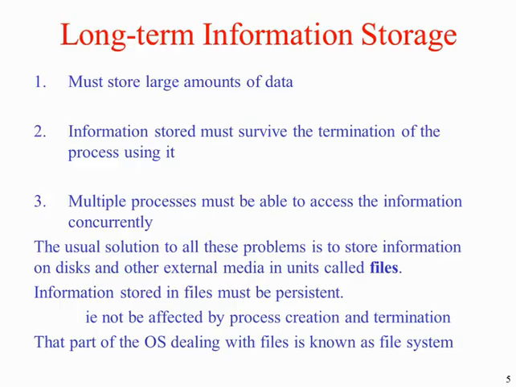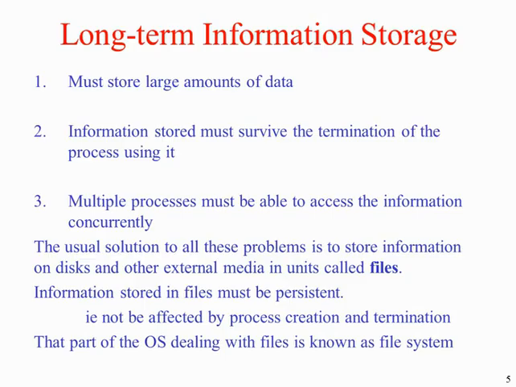That means that the information will be stored, and whenever you run that process again, you can still access it. And also multiple processes can have the ability to access the information concurrently. Now the usual solution that is incorporated in an operating system is to store this information on disk and other external media in units called files. We have to ensure that information stored in files must be persistent, that is, it should not be affected by process creation and termination.